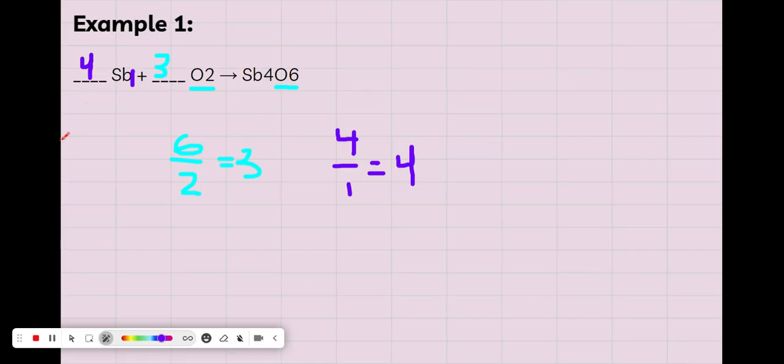Now if we check our work, on the left side of the equation, we have 4 Sb. And on the right side of the equation, we also have 4 Sb. Back to the left side, we have 6 oxygens. And on the right side, we also have 6 oxygens, which tells us we balanced this equation right.